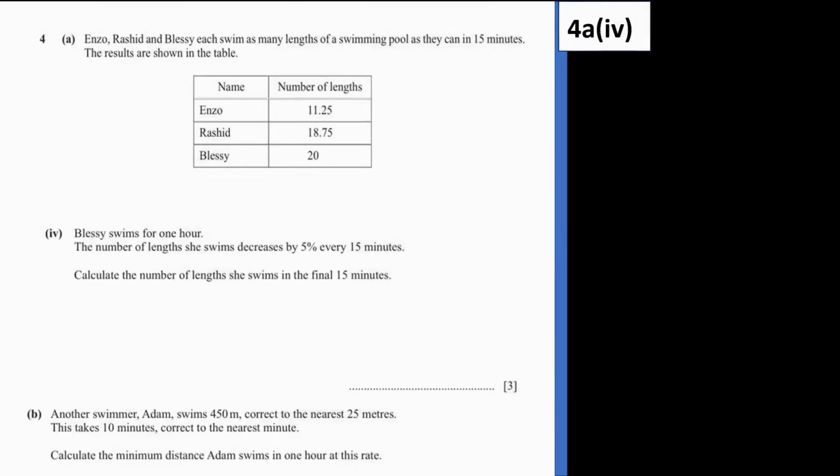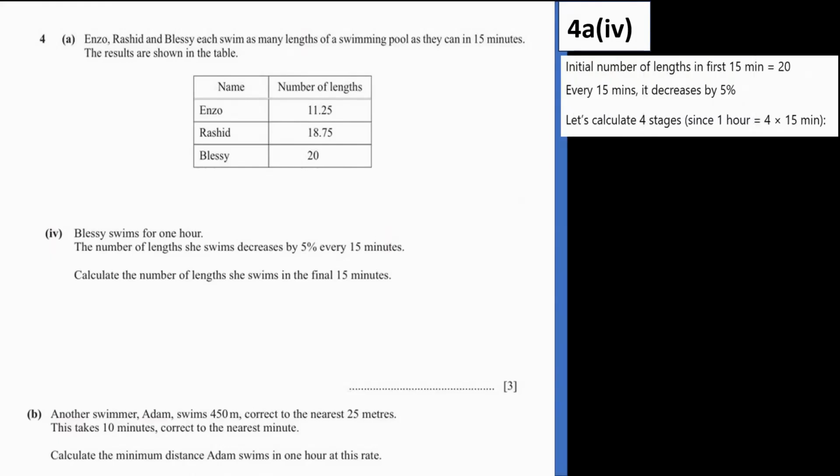We move on now to question number 4A IV. It says Blaise swims for 1 hour. The number of lengths she swims decreases by 5% every 15 minutes. Calculate the number of lengths she swims in the final 15 minutes. What do we do here? If you look at the table, the initial number of lengths for Blaise is 20 in the first 15 minutes. And then subsequently, every 15 minutes, it decreases by 5%.